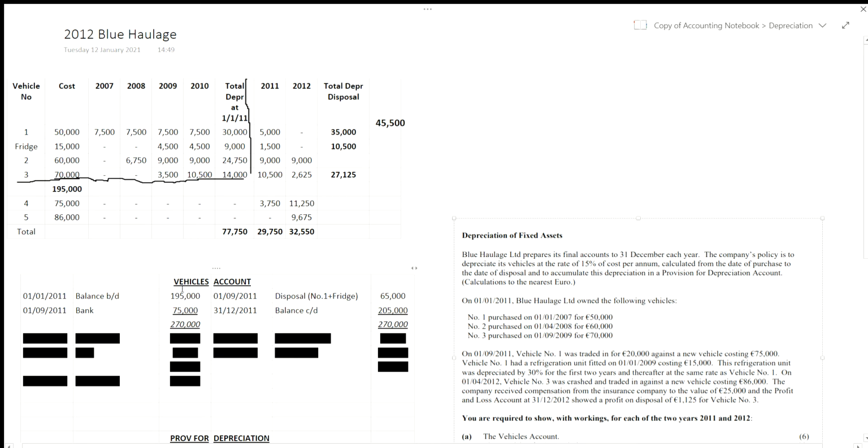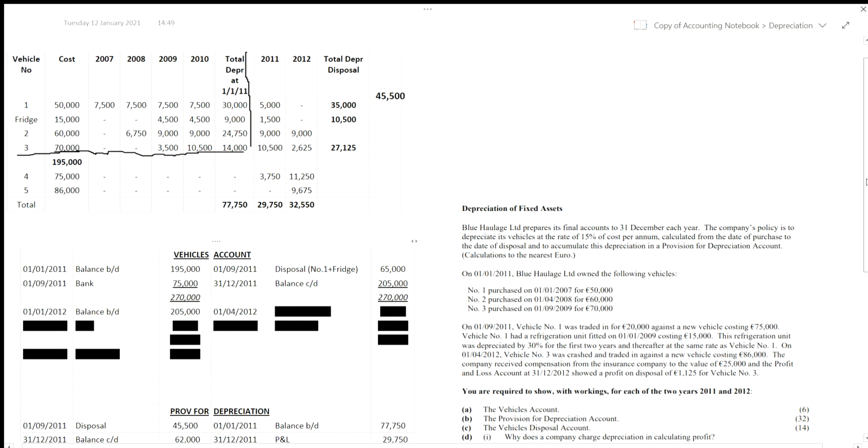So all I've done is take my balance at the beginning of 2011 for my costs, added the new vehicle, and taken away the vehicle that I got rid of. The balance on both sides is 270,000, and the difference here is 205,000, so I can have my balance brought down here of 205,000. That's my balance carried down. This is my balance brought down, beginning in 2012. And we'll look at 2012 now.